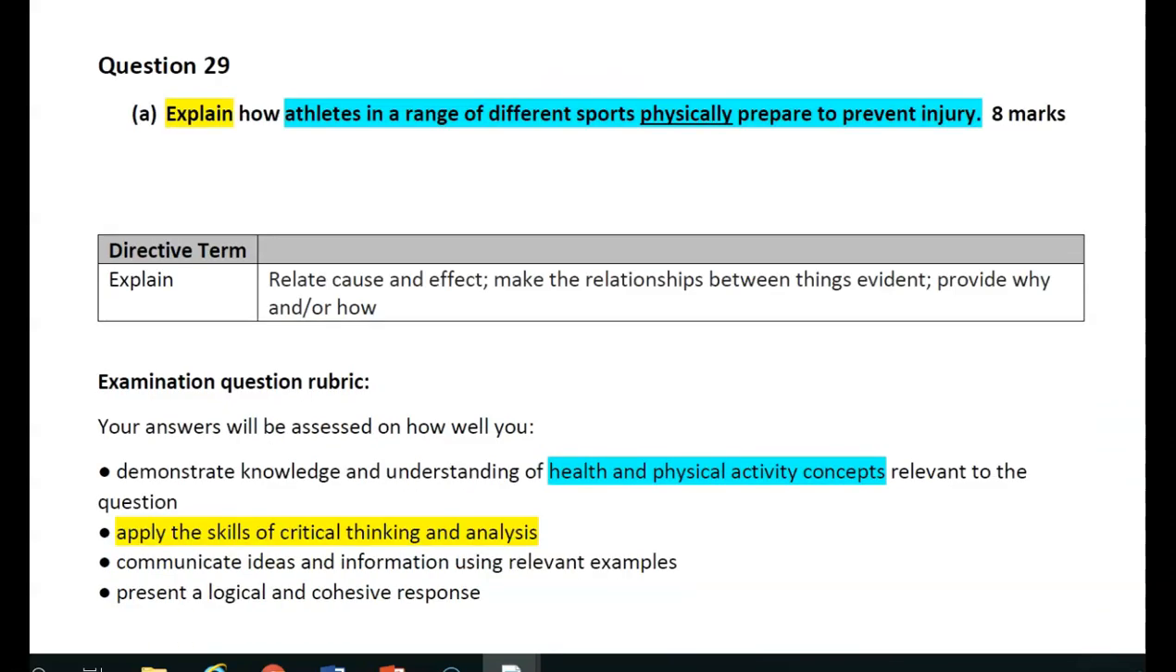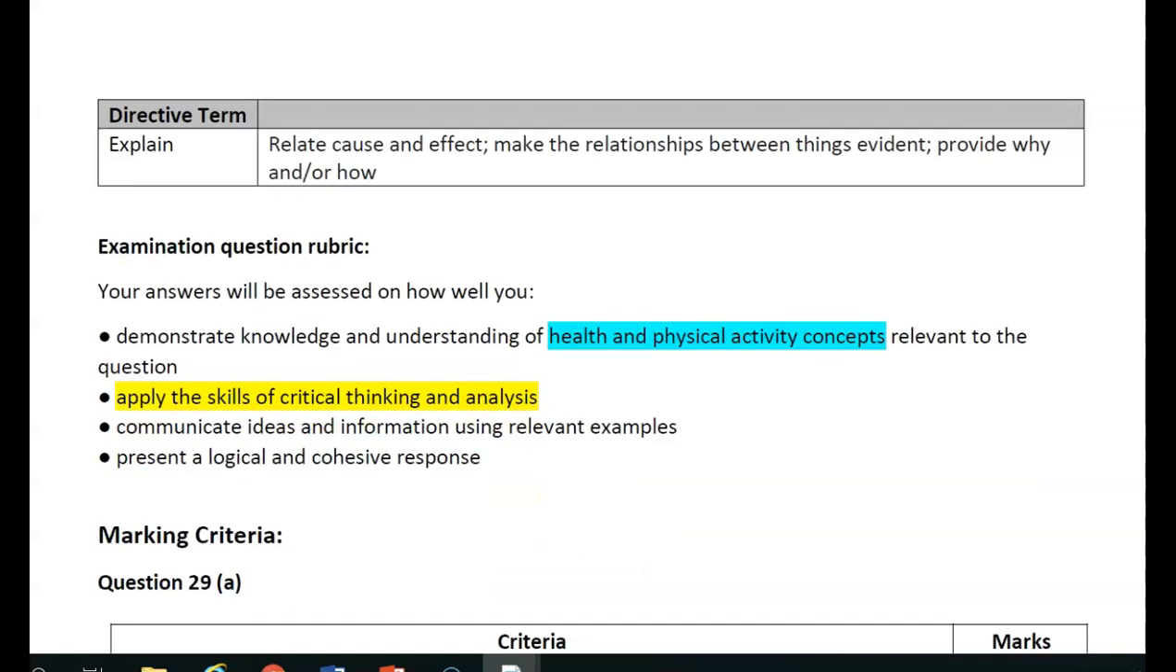For students to demonstrate the directive term, they must relate either the cause and effect or make the relationship between things evident and provide the why and/or how. So when we're looking at the rubric, students need to demonstrate knowledge and understanding of health and physical activity concepts that are relevant to the question, and they need to apply skills of critical thinking and analysis.